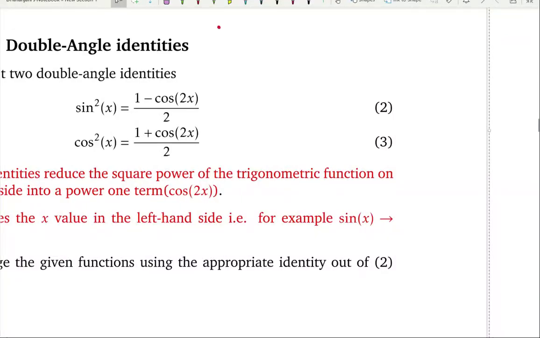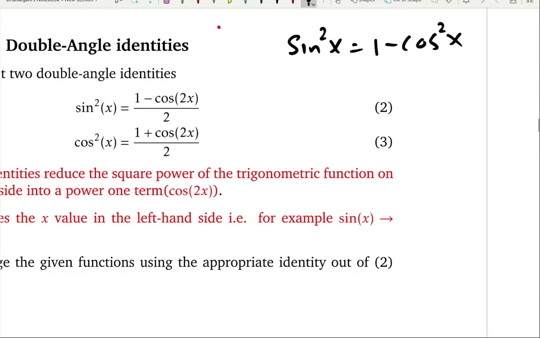Alright, hello everyone. So let's learn about double angle identities. Now to learn about them, let's compare them with Pythagorean identities. So sine square x is 1 minus cosine square x. Cosine square x is 1 minus sine square x.